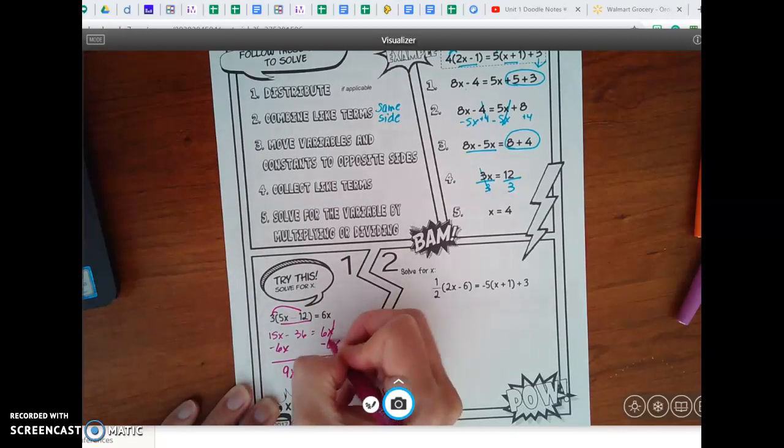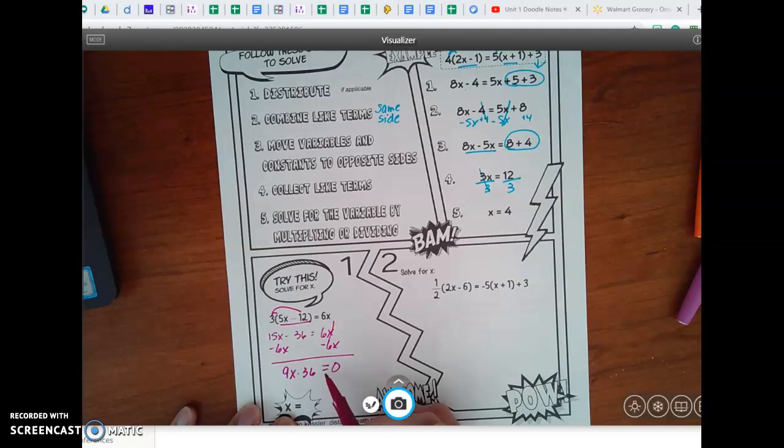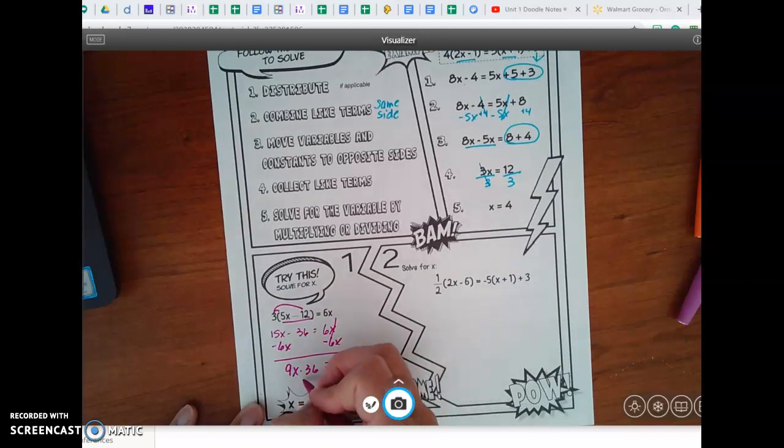This doesn't just go away. I have to put equals 0. If I don't, then I lose the value of my equation. I can't just move the equal sign. It has to stay here, and 0 acts as a placeholder. From here, I'm going to move the 36 away from x. I'm going to do the opposite by adding 36.